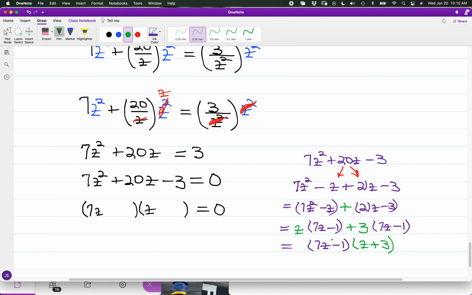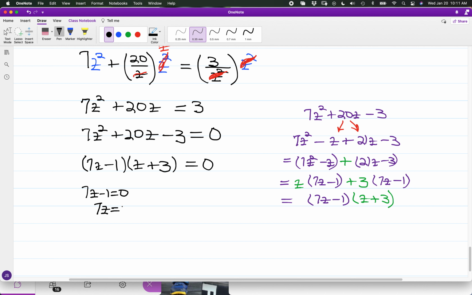And so for setting each of the factors to 0, we have 7z minus 1 is equal to 0. Adding 1 to both sides, and with division, we have that z is equal to 1/7. As for z plus 3 is equal to 0, we have another apparent solution, negative 3.